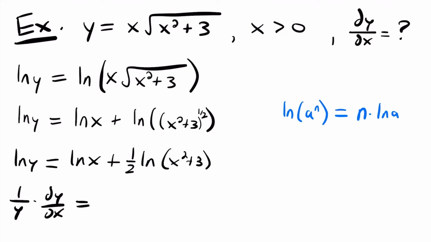And so then this will be equal to the derivative of this side of the equation, which is all in terms of x, and so we don't need to worry about any more implicit differentiation techniques. We can just take the derivative of this as normal.